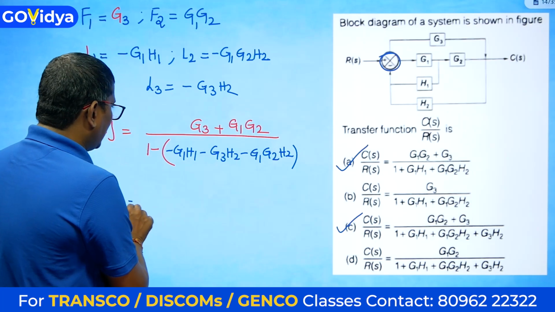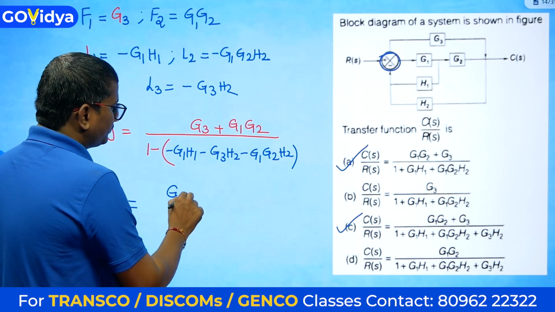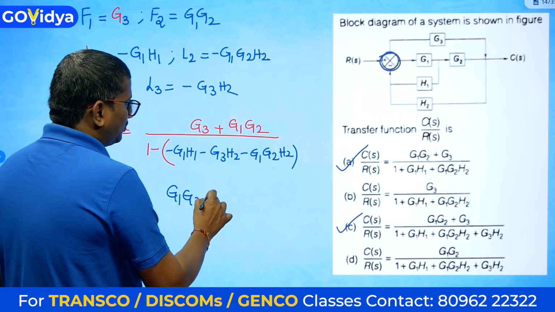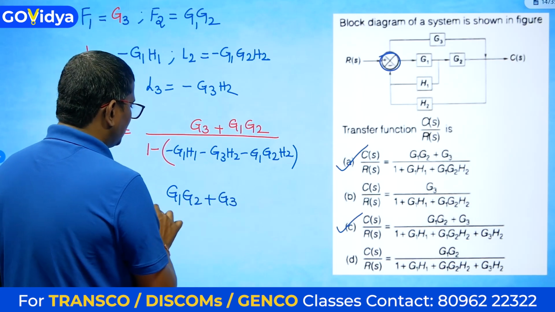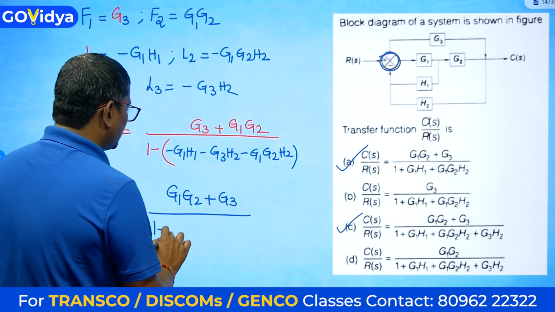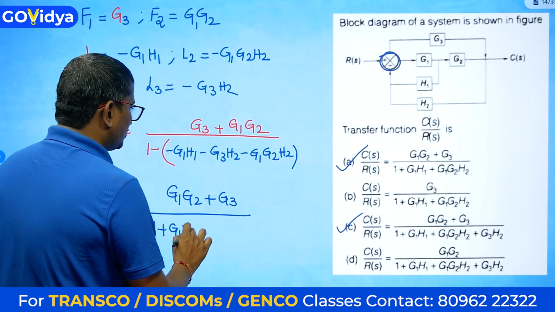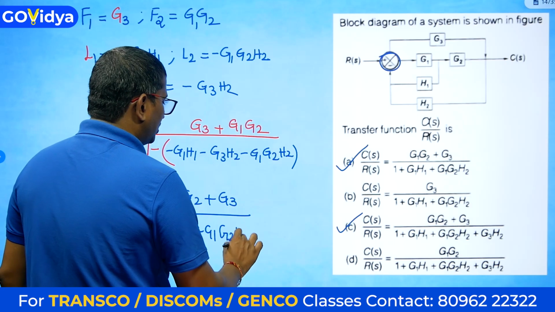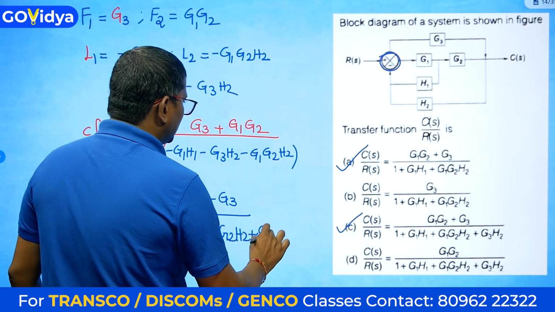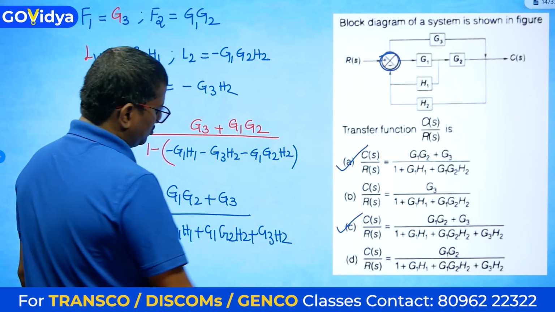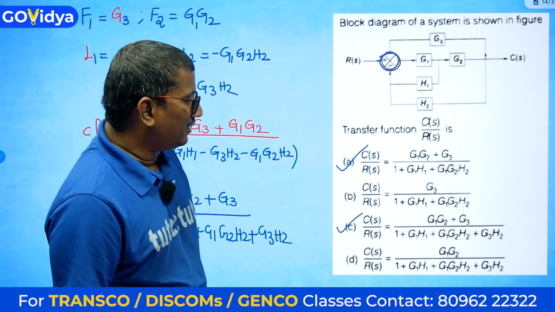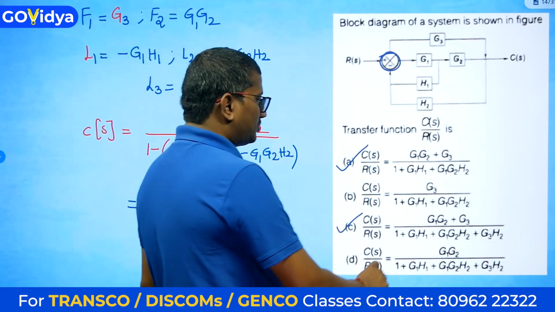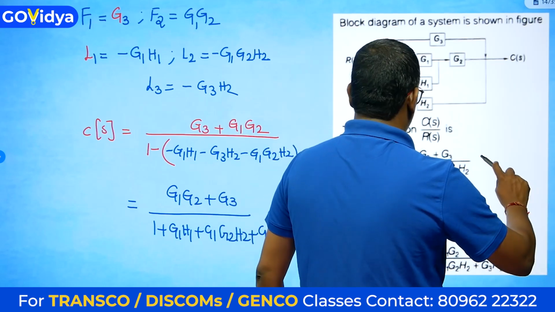So they can directly write like G1, G2 plus G3 whole divided by 1 plus G1 H1 plus G1 G2 H2 plus G3 H2. So which option is correct? So option G1 H1, G3 H2, G1 G2. So this is the option correct and this is the wrong.